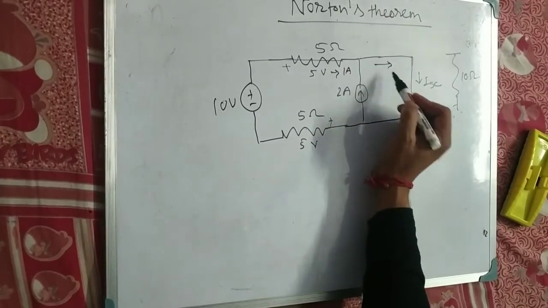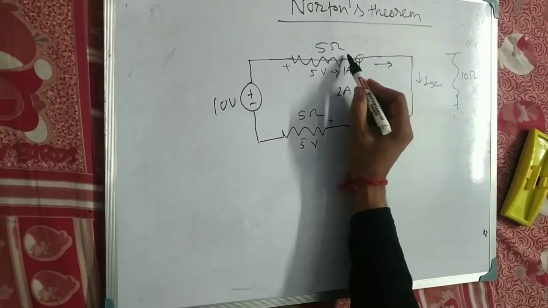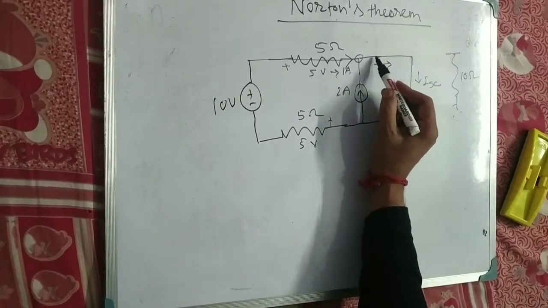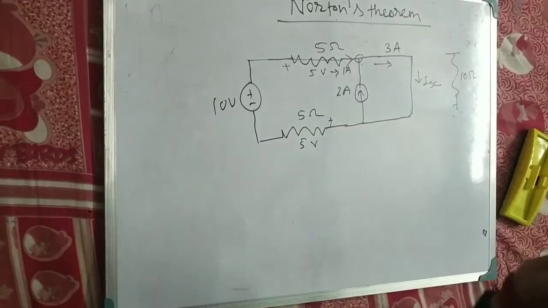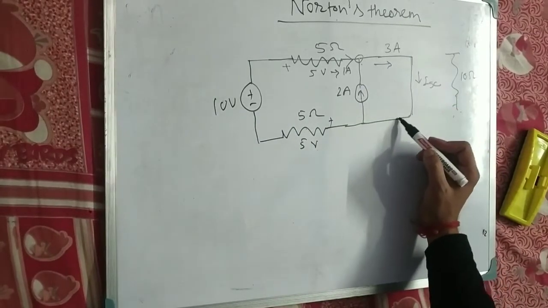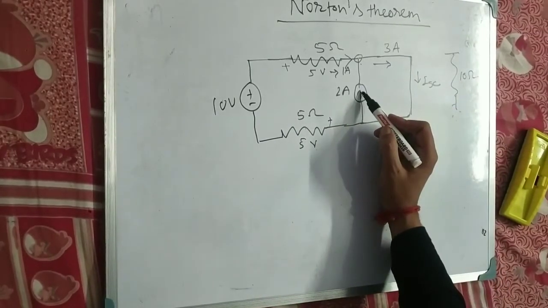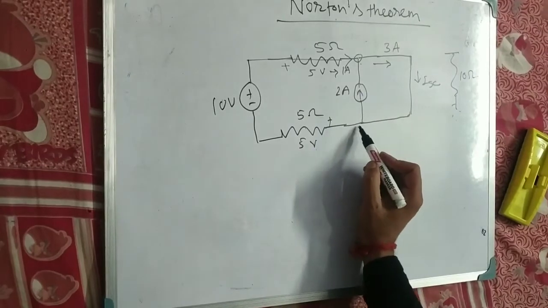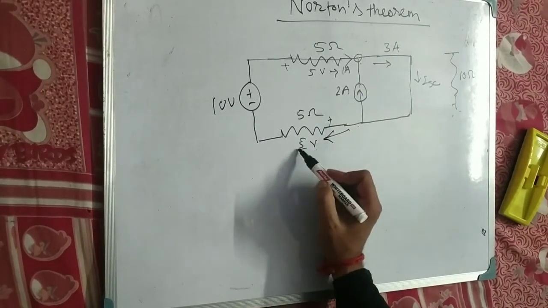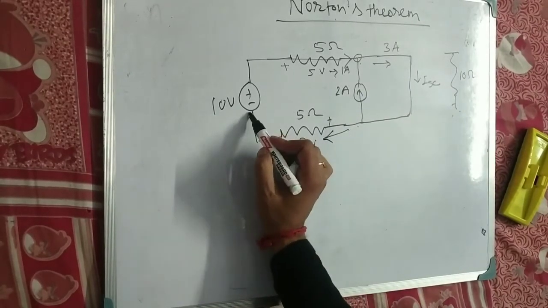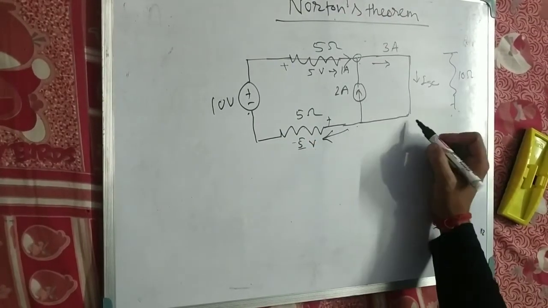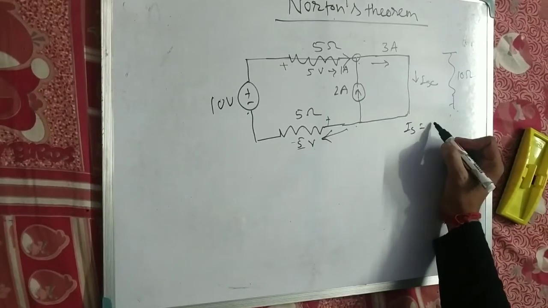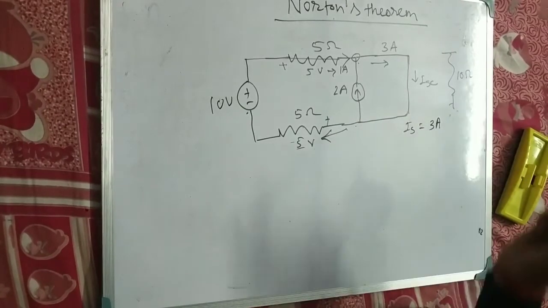So how much is the short circuit current? In this node 1 ampere is entering and 2 ampere is entering, so the total short circuit current is 3 ampere. So 3 ampere will pass through it: the 2 ampere current source goes here, and 1 ampere comes through this 5 ohm and to the negative terminal of the voltage source. So the short circuit current is 3 ampere.